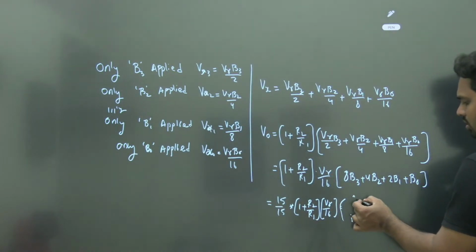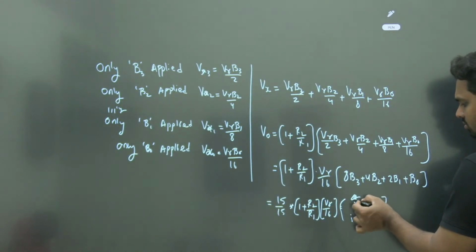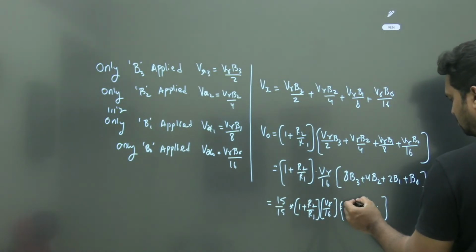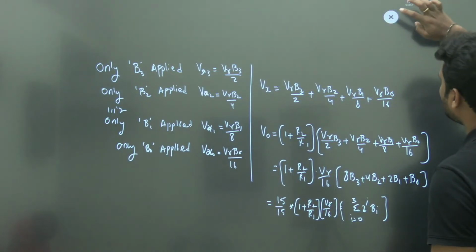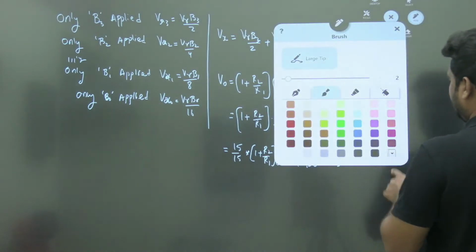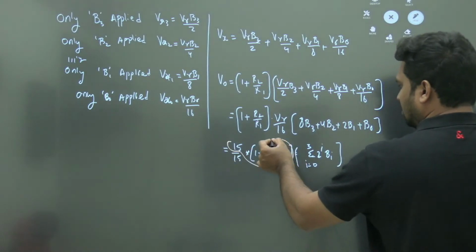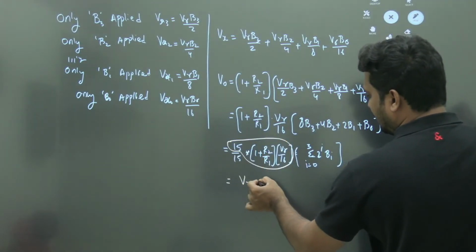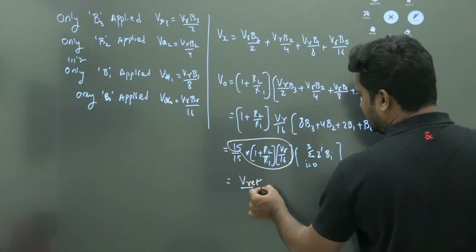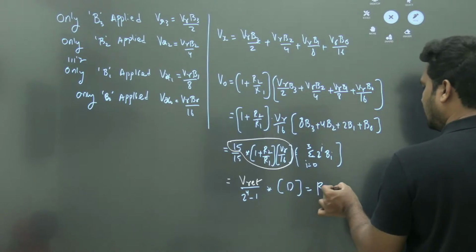Sigma equal to 0 to 3, 2 to the power of i, Vi. Here 0 to 4 are. Okay, again the same story. This part I replace with V reference. V reference upon 2 to the power of 4 minus 1, into the decimal equivalent. So again you are getting resolution into decimal.